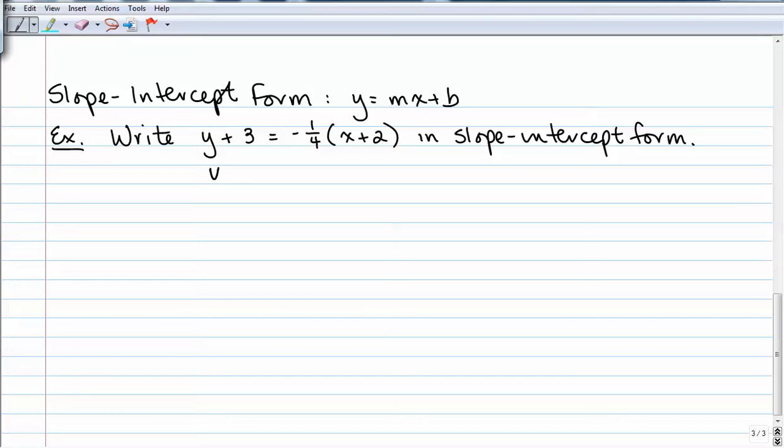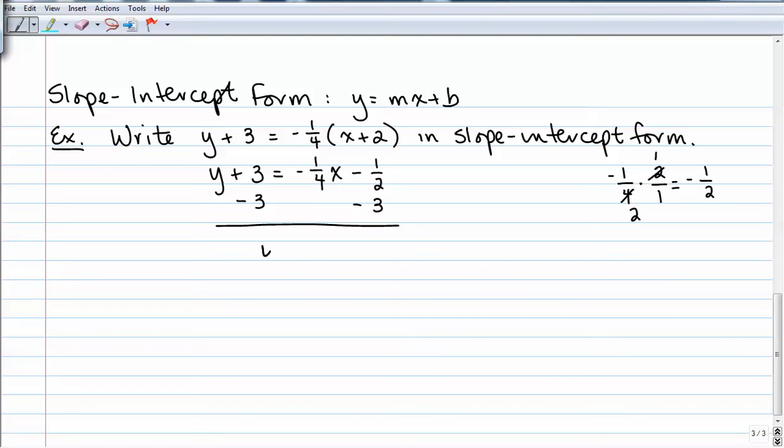First thing I want to do is get rid of the parentheses by distributing. So negative 1/4 times x is negative 1/4 x. And negative 1/4 times 2. Let's do that over here. Negative 1/4 times 2 over 1 gives me, and I can actually do some canceling here, that's going to give me a negative 1/2. So minus 1/2. Okay? Now I'm getting very close, but I need to get this 3 over on the other side. So I'm going to subtract 3 from both sides.